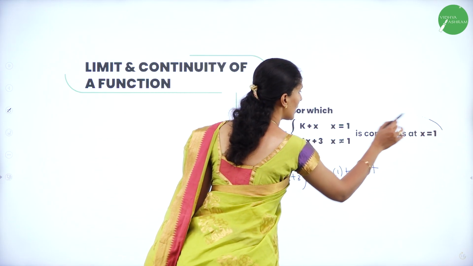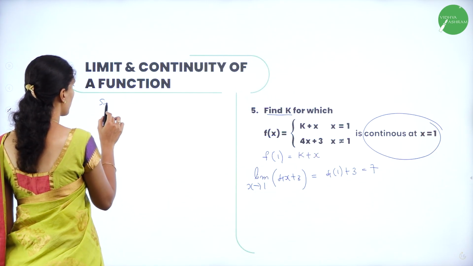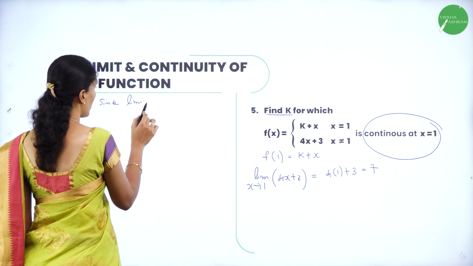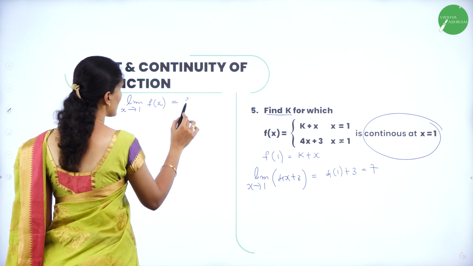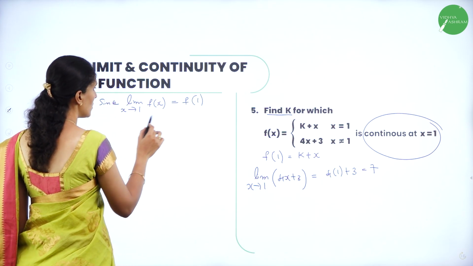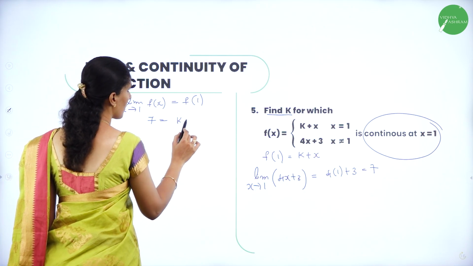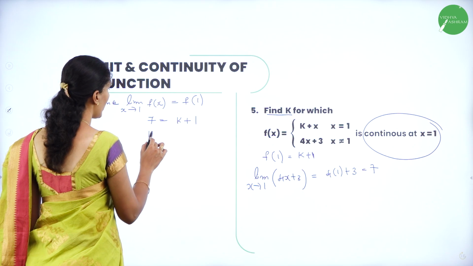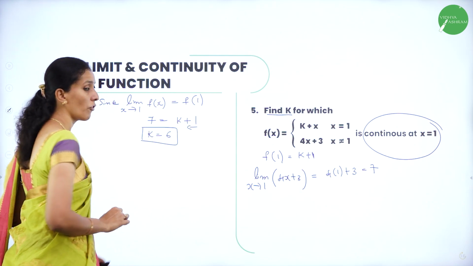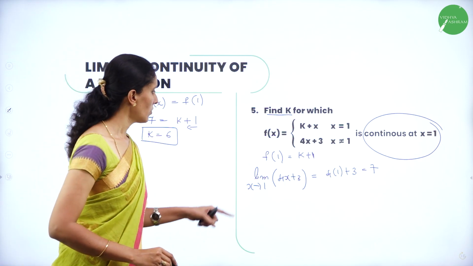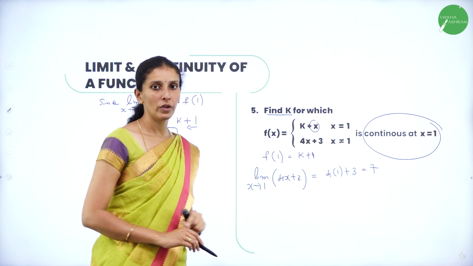Now, they have given that it is continuous at x equal to 1. So, since the limit of the function as x tends to 1 is same as the f of 1, this is 7 and this is k plus 1 here. So, k is equal to 7 minus 1, which is 6. So, the value of k is 6 here. So, f of 1 is k plus x, in the place of x you are replacing it with 1.